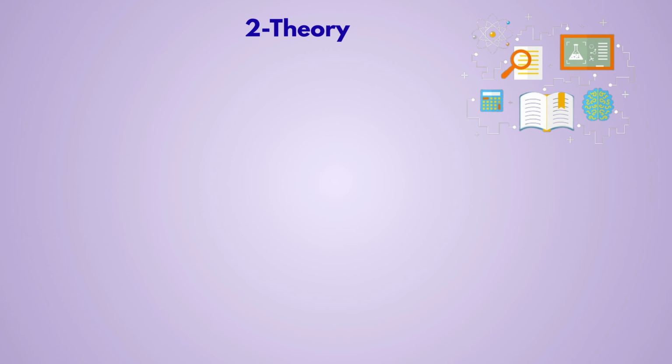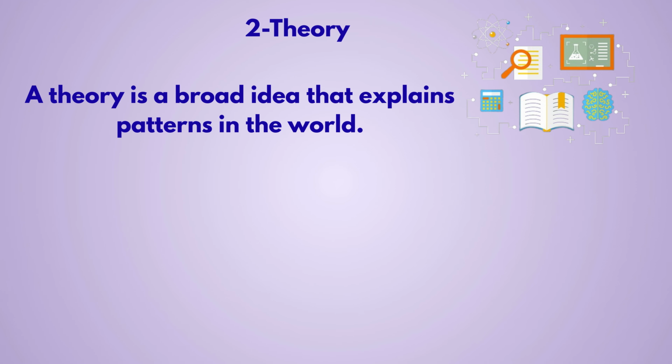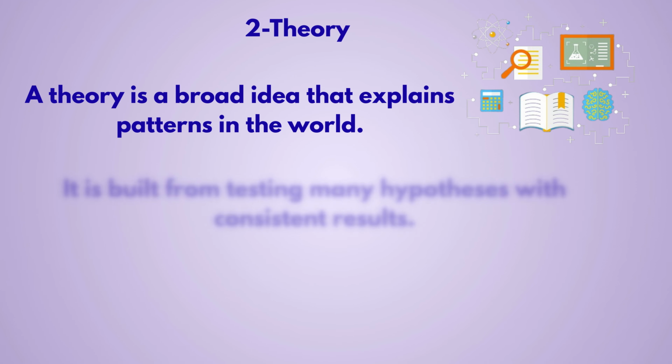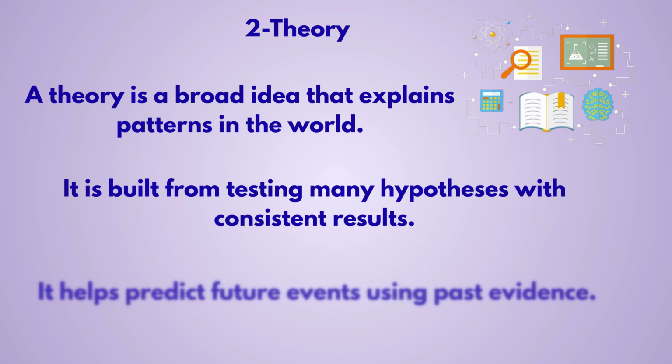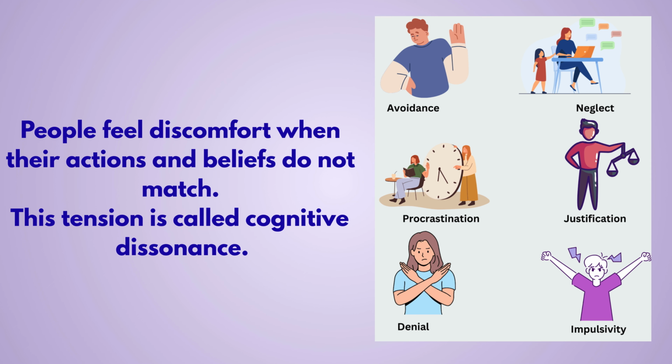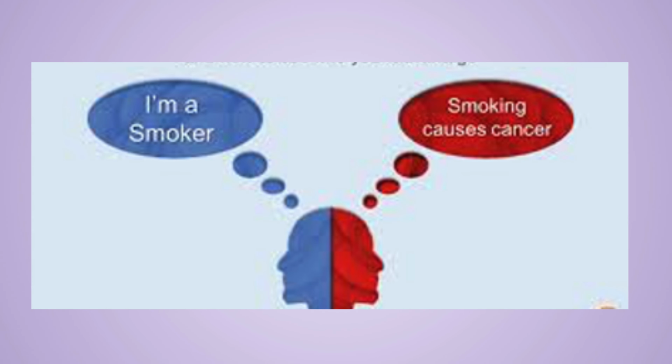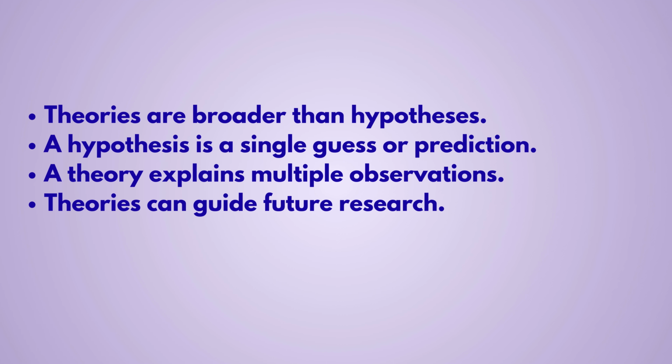2. Theory. A theory is a bigger idea that explains patterns we see in the world. It comes from testing many hypotheses and finding consistent results. A theory helps predict what might happen in the future based on past evidence. For example, cognitive dissonance theory explains why people feel uncomfortable when their actions do not match their beliefs, like when someone knows smoking is bad but continues to smoke. Theories are broader than hypotheses. While a hypothesis is a single guess, a theory explains many observations and can guide future research.